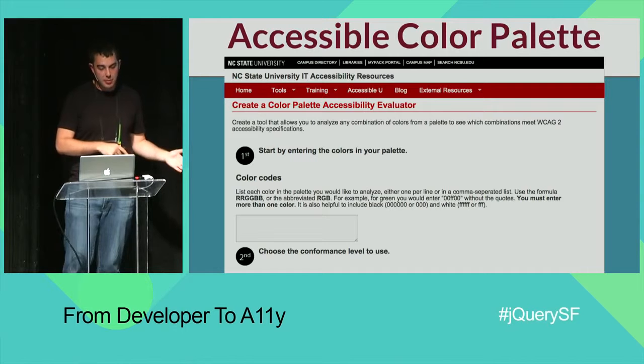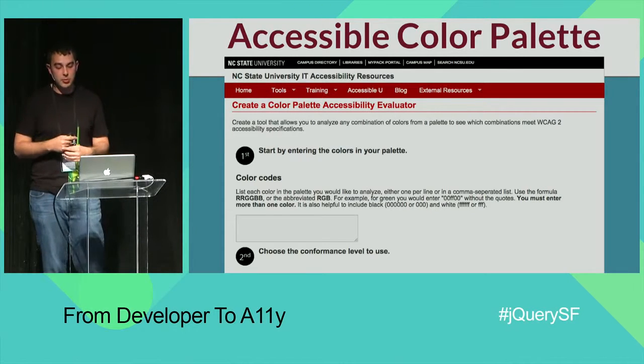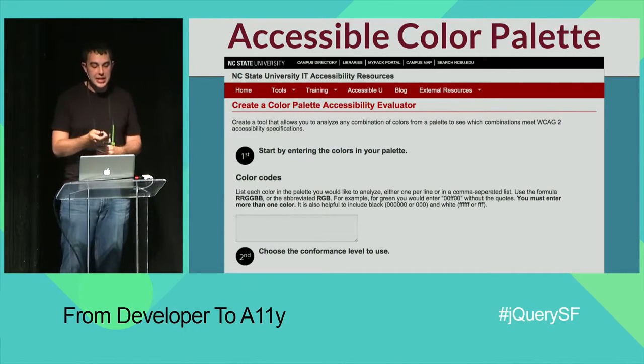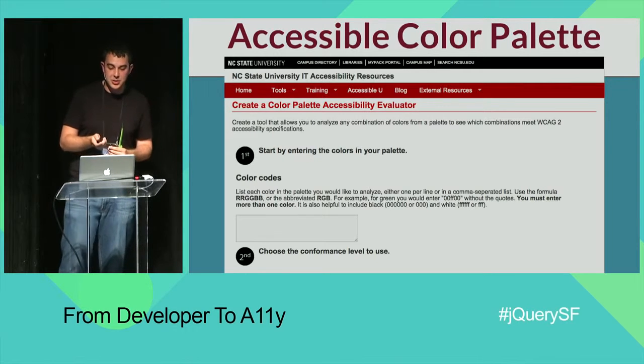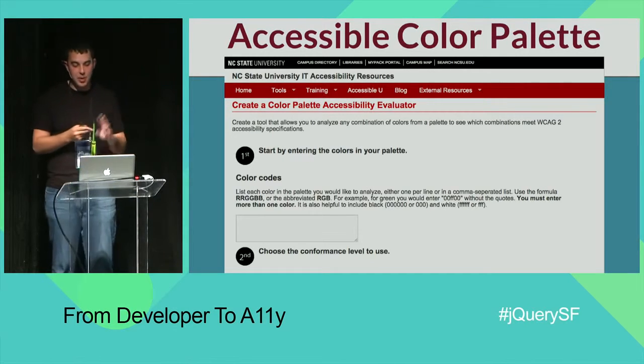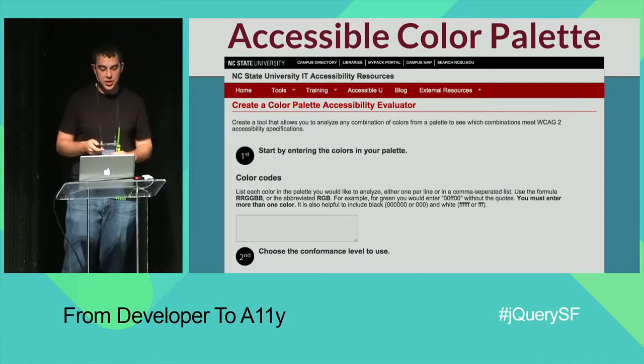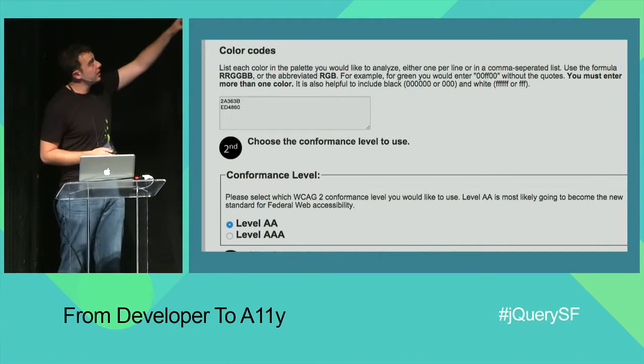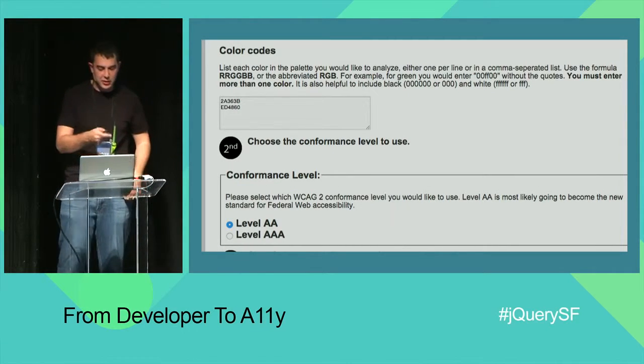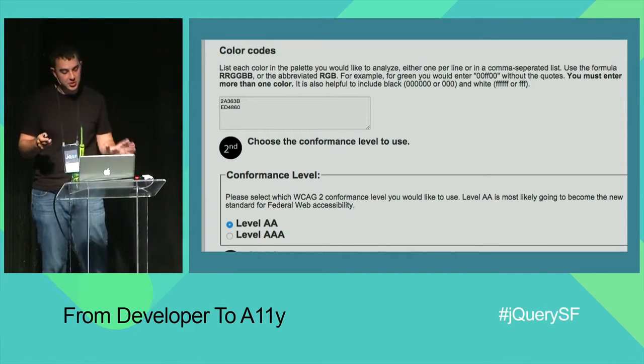Instead of looking at the markup and making sure it's accessible, it's also important to remember that your color palettes are accessible. So this is by NC State University. I use this before every business card, web design, presentation I do. You put your hex codes in here. You pick a level of conformance, which I always pick AA. It says that AA is most likely going to become the new standard federally, so I pick that one.